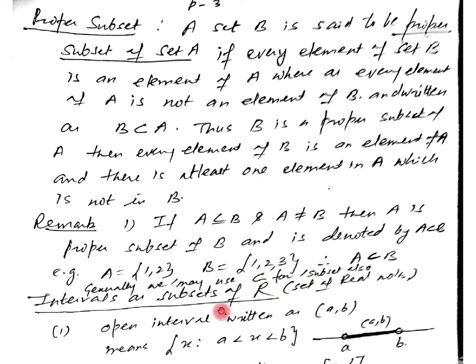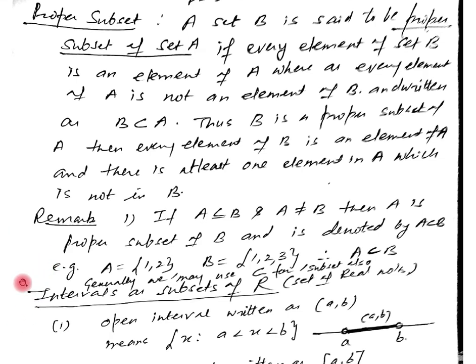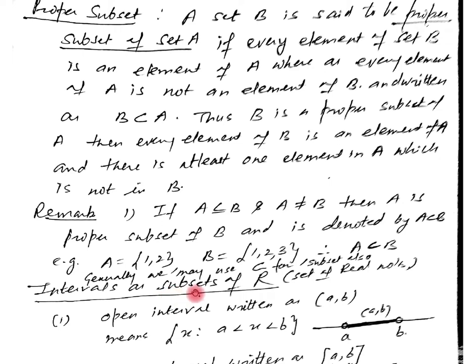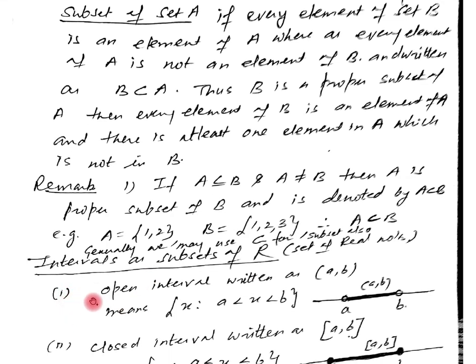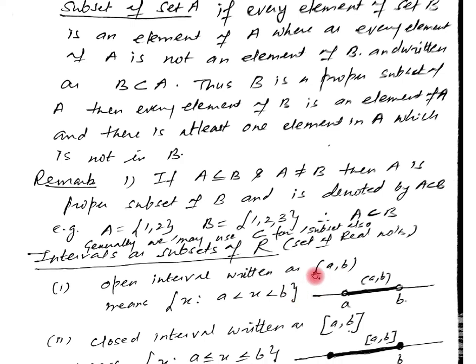Don't get confused. Now here, the next important thing is intervals as subsets of R. Here R is the set of real numbers. Now let us see, there are three types of intervals in maths. First is the open interval, written like this, where we use the round bracket. This is known as the open interval. Now how can we show it? What is meant by open interval is x, where x lies between a and b. We can show it on the number line.